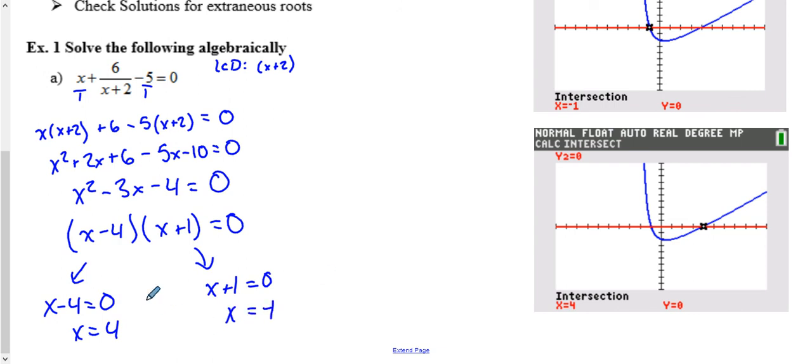And there we go. Our two solutions that we solved algebraically match up to our two solutions on our graphing calculator. So we should be good. I'm just going to put a quick box around each of these to denote that they are my solutions. And that's what I was looking for.